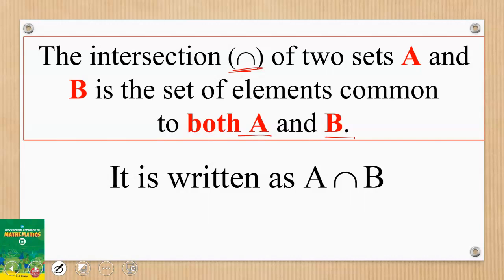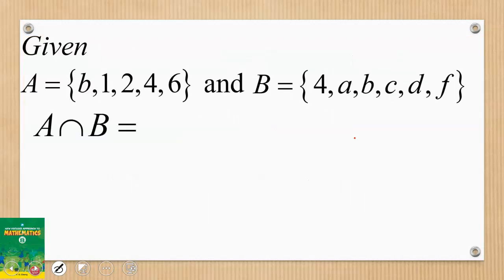Okay, A intersection B. For example, if I give you a set A with B, 1, 2, 4, 6, and set B with 4, A, B, C, D, F. If I want you to find A intersection B, then we are looking at elements that can be found in set A and at the same time in set B. If you go through that, you see that 4 can be found here, 4 can be found here, B is here, and B is there. So these are the two elements that can be found in both A and B, and they form the intersection.